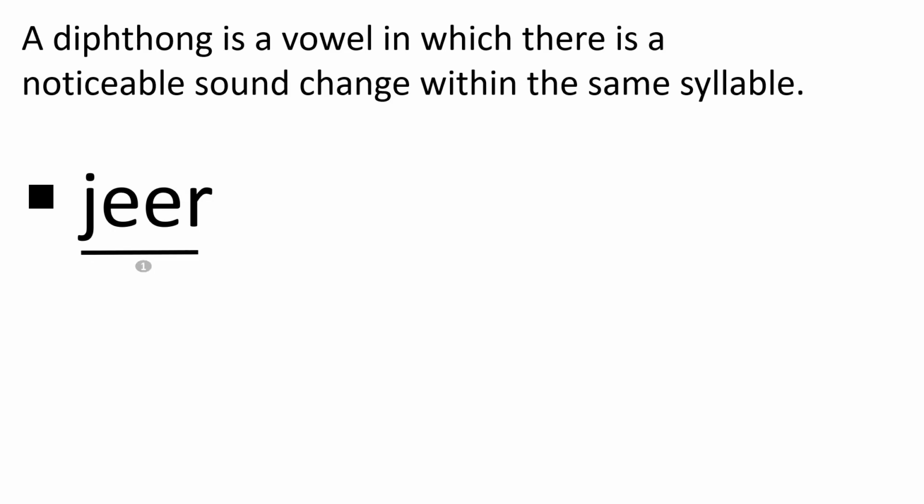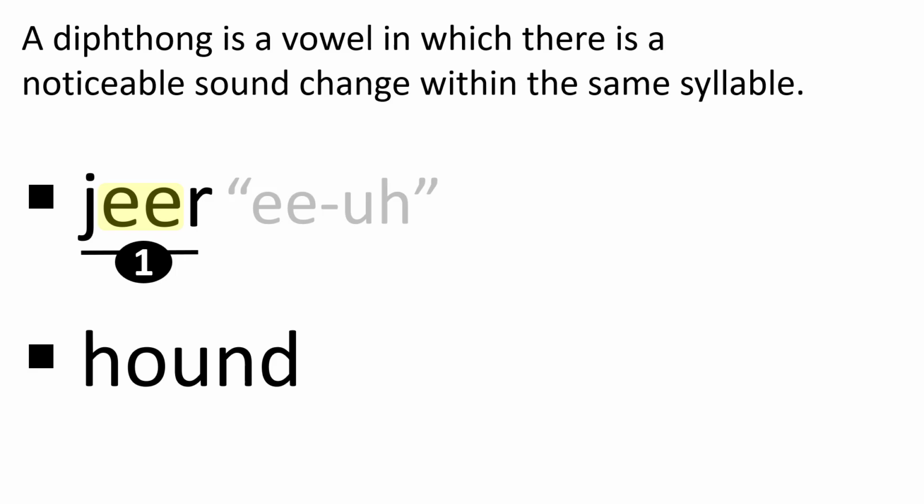This word has one syllable. But let's look at that vowel sound created by the double E. Jeer. It sounds like ear. There's a noticeable sound change there. The double E in jeer is a diphthong. There is a noticeable sound change. Let's look at another example.